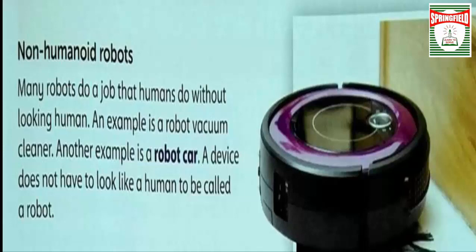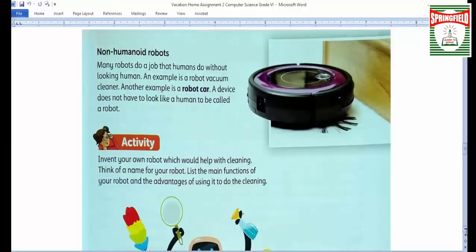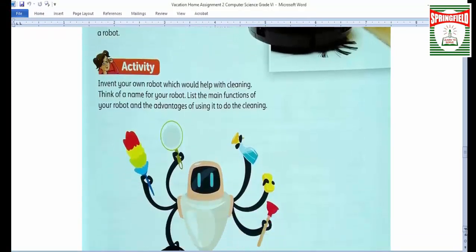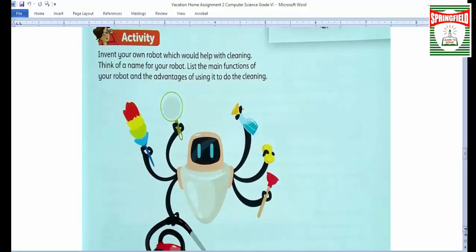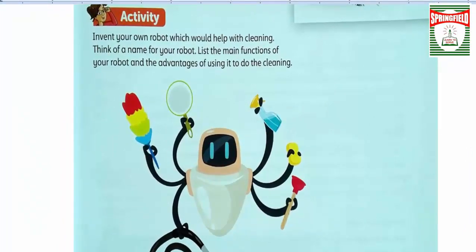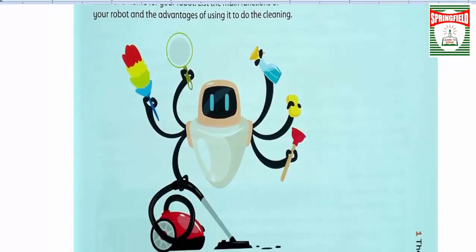Now there is an activity. You have to invent your own robot which would help with cleaning. Think of the name of your robot, list the main functions of your robot and the advantages of using it to do the cleaning. So basically you will draw a robot and you will write its function beside it.